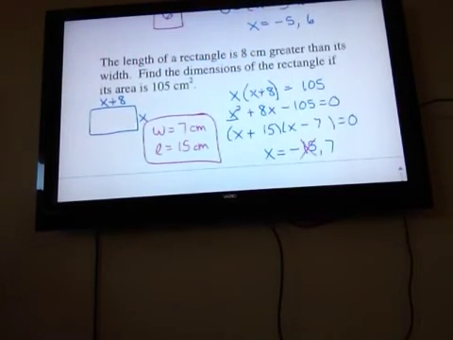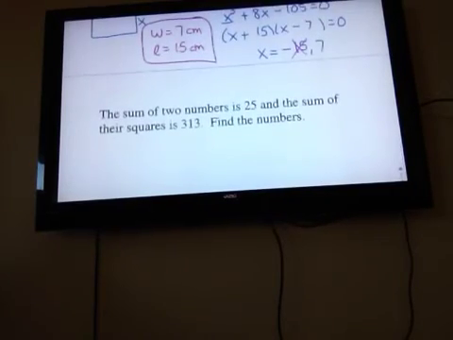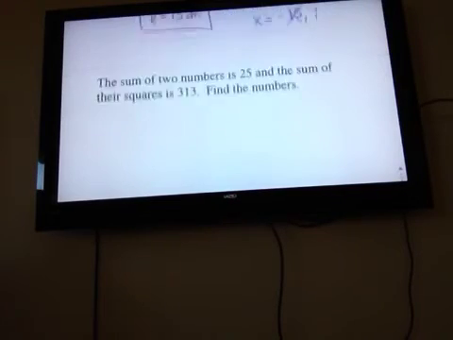Okay, question on that one? Do I just have 2 more left? Okay, I'm going to come back to this next one in a second. I'm going to go to the other rectangle one first.